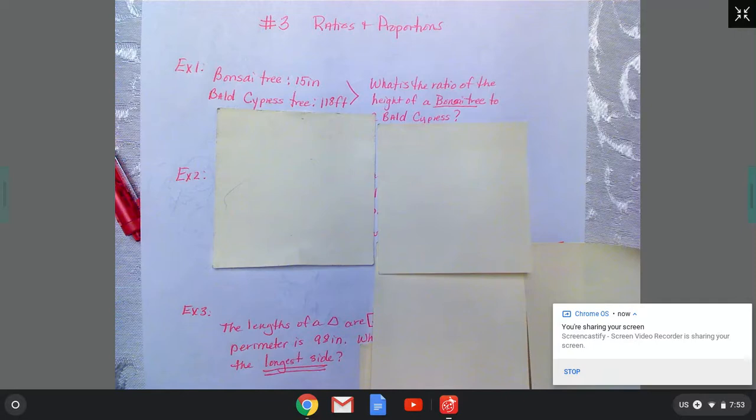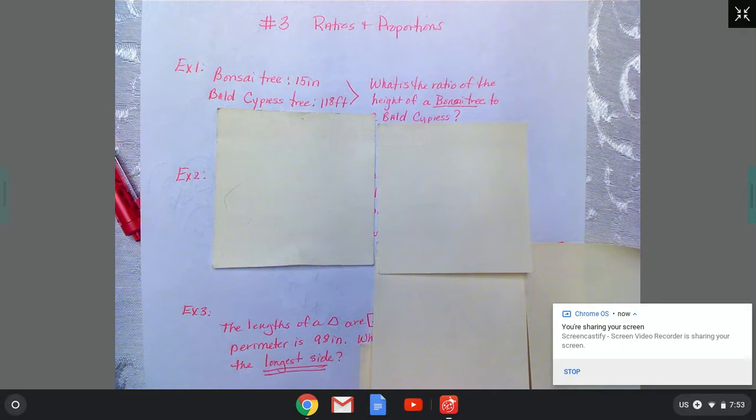A ratio is a comparison of two things by division, two quantities. So they want us to compare the size of a bonsai tree with the size of a bald cypress tree. Okay, so they ask, what is the ratio of the height of a bonsai tree to a bald cypress? So on these type of problems in the book, you have to put them in the same unit. So I have to decide either to go all inches or all feet.